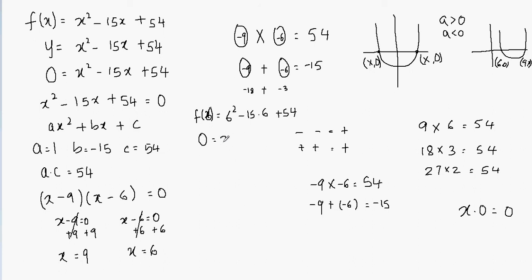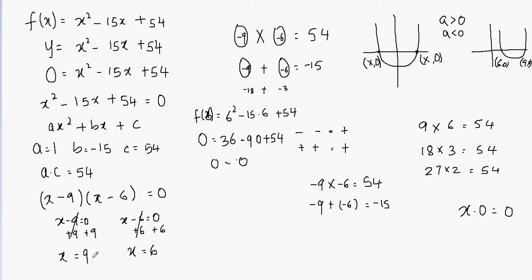6 squared will be 36. And then 15 times 6 is, 6 times 5 is 30, and then 6 times 1 is 6, and plus 3 is 9, so 90, minus 54. 36 plus 54 will be 90, and 90 minus 90 is going to be 0. That means this is right. That means x is equal to 6 is right.